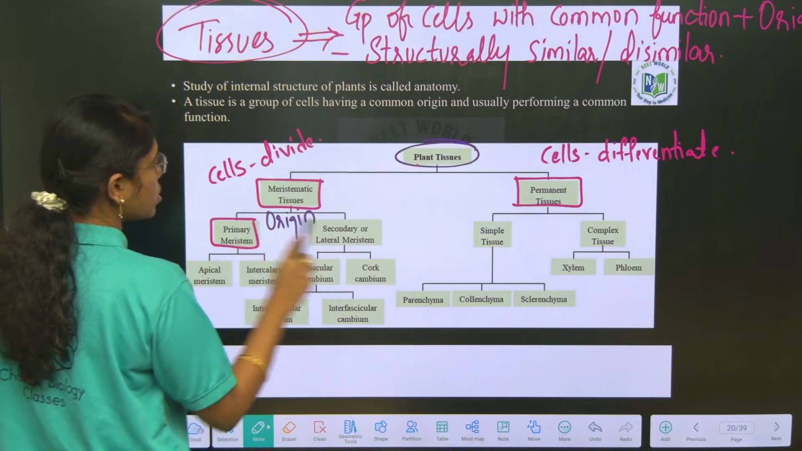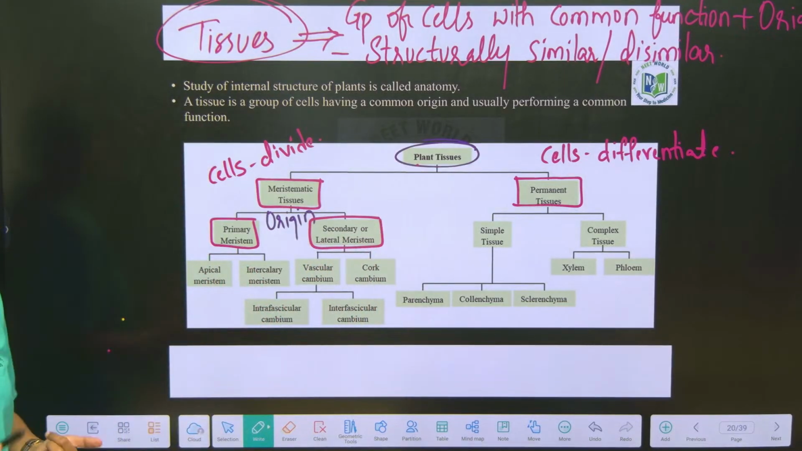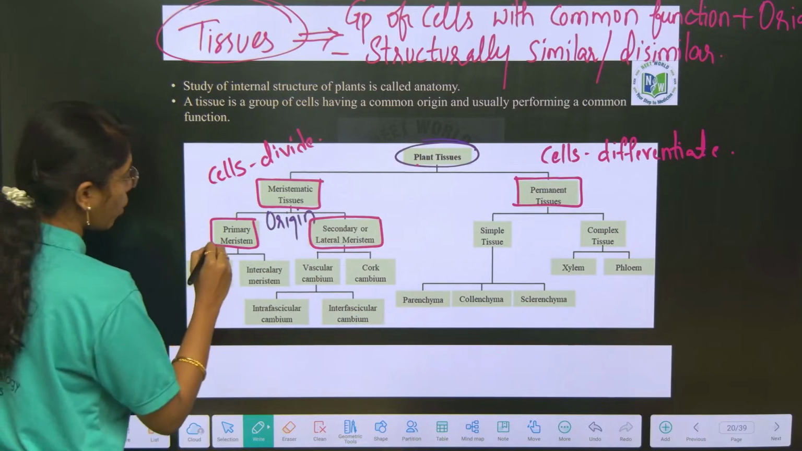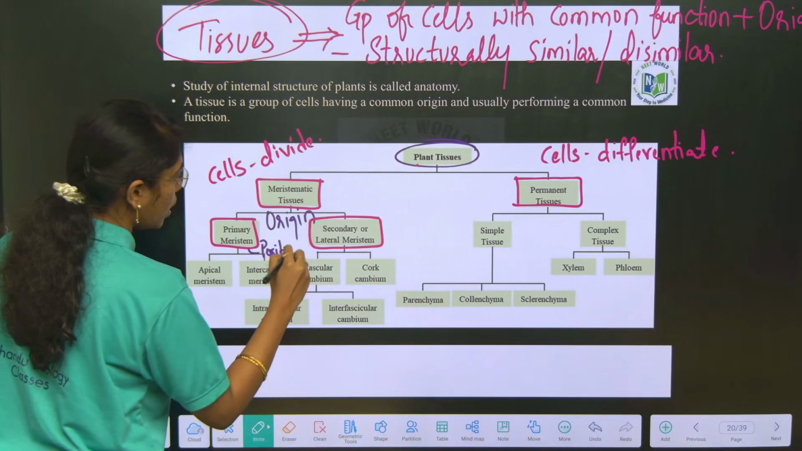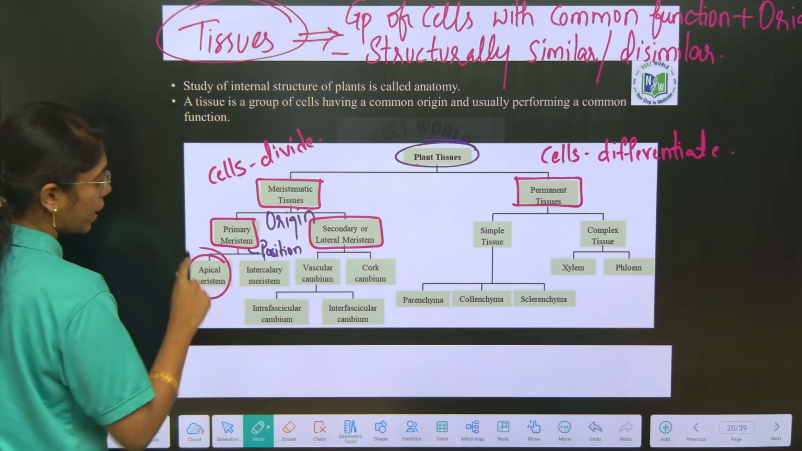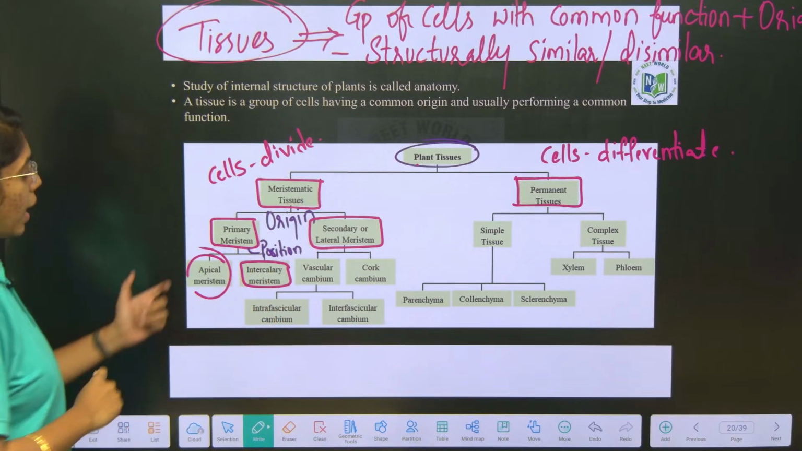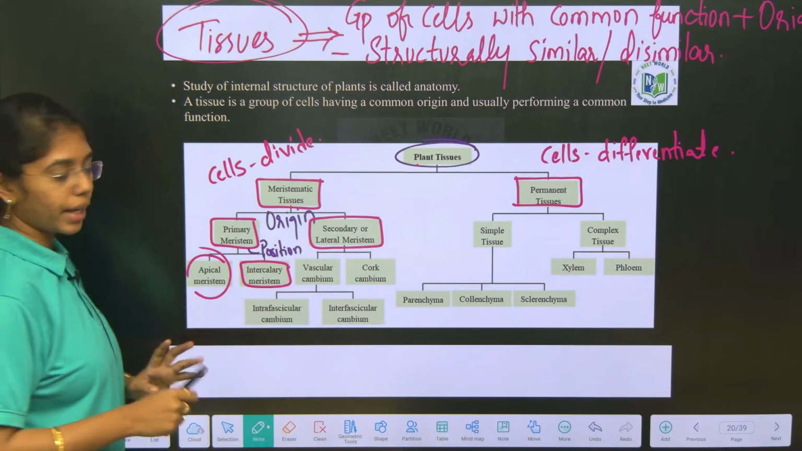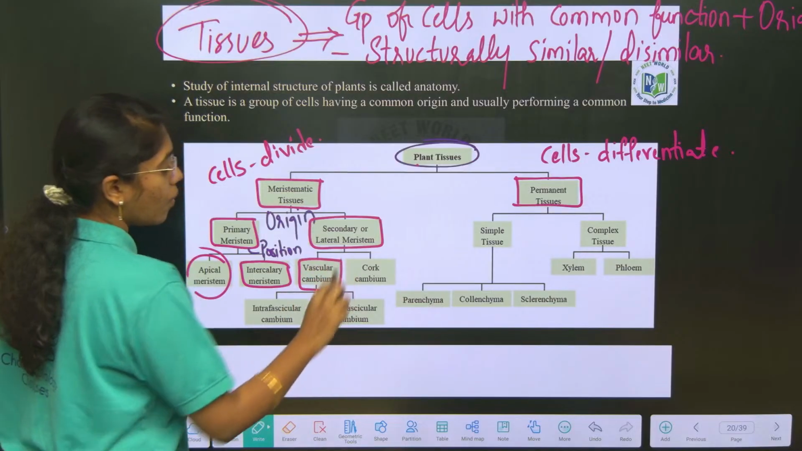they are classified into primary meristems and secondary meristems. Secondary meristems are also called lateral meristems. Primary meristems again, based on position, are classified into apical meristems and intercalary meristems. Secondary or lateral meristems, based on their location, if present in the vascular bundles, are called what? Vascular cambium.